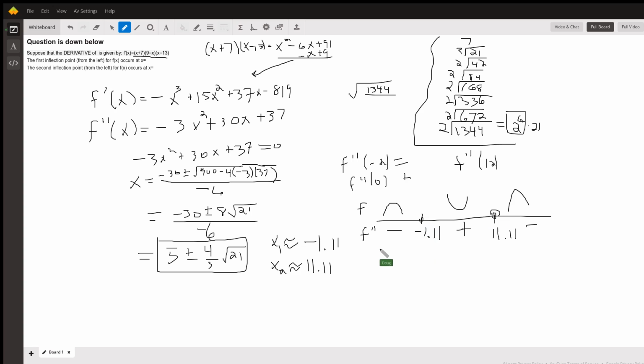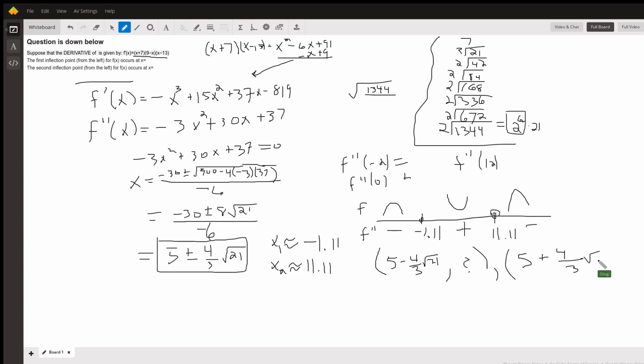So the x-coordinate of the first point of inflection is 5 minus 4/3 radical 21. We don't know what the y-coordinate is because we don't know what f is. We could find an antiderivative for f prime, but we wouldn't know what the plus c value was. So we really can't find the y-coordinate of the point of inflection, but the x-coordinate of the second point of inflection is 5 plus 4/3 radical 21.